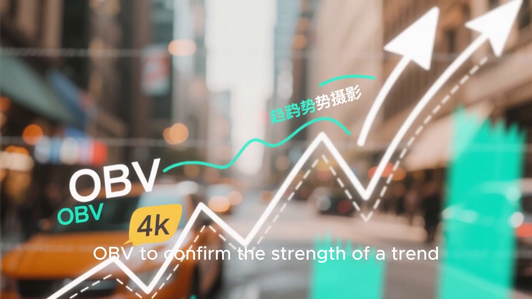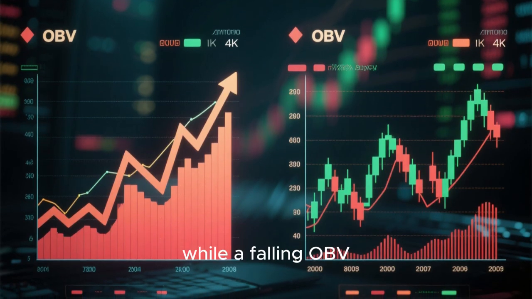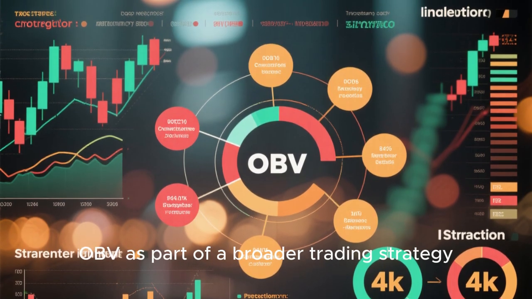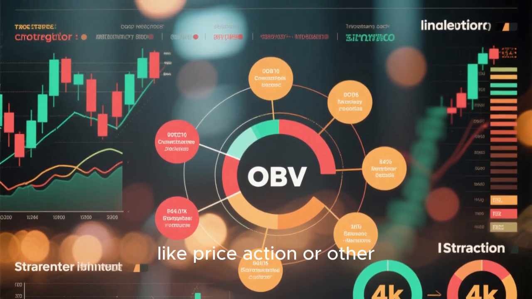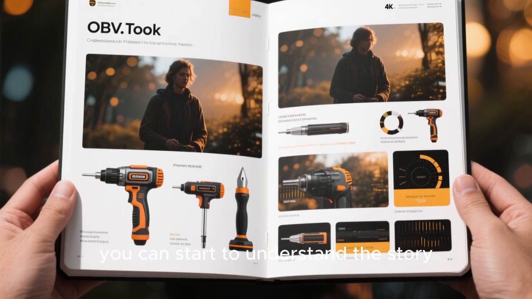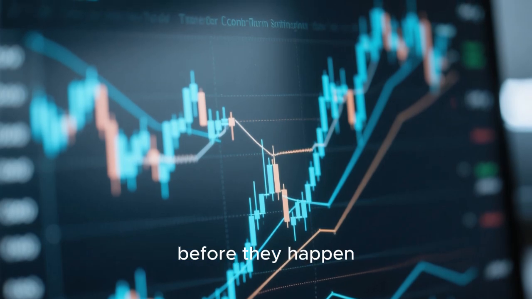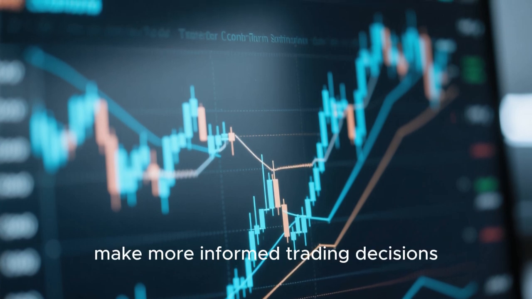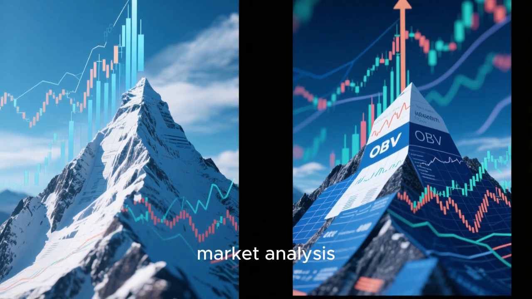Second, use OBV to confirm the strength of a trend. A rising OBV confirms an uptrend, while a falling OBV confirms a downtrend. And finally, always use OBV as part of a broader trading strategy, combining it with other forms of analysis like price action or other indicators. By incorporating OBV into your charting toolkit, you can start to understand the story that volume tells. It can help you spot reversals before they happen, confirm the strength of your trends, and ultimately, make more informed trading decisions. It's a simple concept, but one that can seriously level up your market analysis.